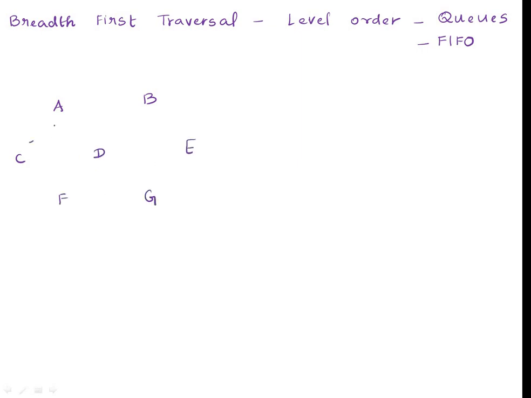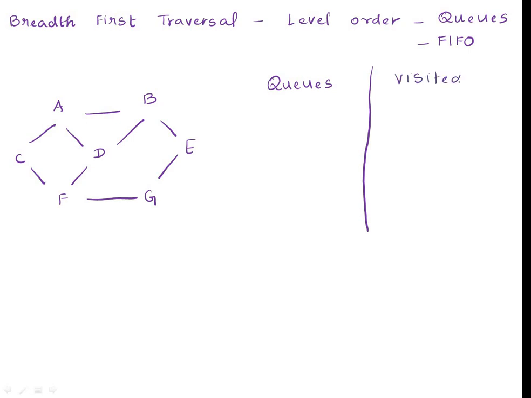Assume this is the graph which I have considered. For this particular graph, I am going to apply the BFS traversal. Here again, I am going to follow a tabular approach for solving the problem, wherein I have two columns, namely the queue and the visited nodes. Again I am going to assume B is the source node, so B is directly placed inside the visited category.